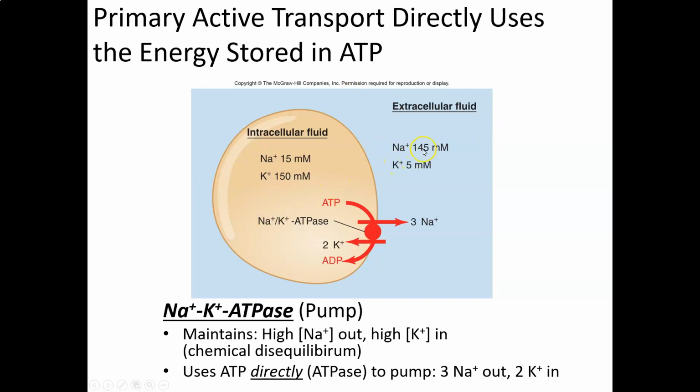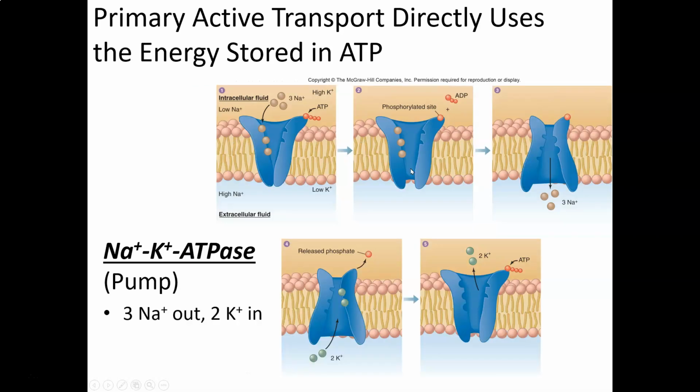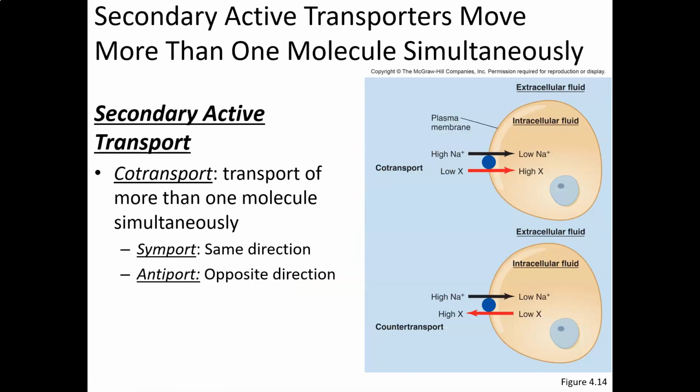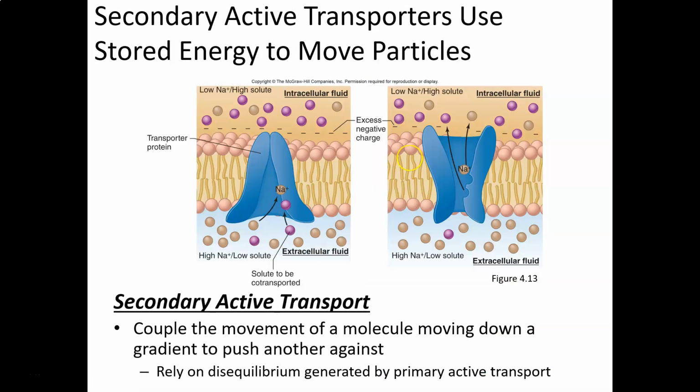So Na+, sodium, is in disequilibrium. It's a high concentration outside, low concentration inside. Potassium is also in disequilibrium, but the opposite way. It's a high concentration inside, 150, low concentration outside, 5. So the sodium-potassium pump maintains that disequilibrium. And that disequilibrium is nice because it's going to allow us to move one molecule, at least, down a gradient while moving another molecule against its gradient, okay?